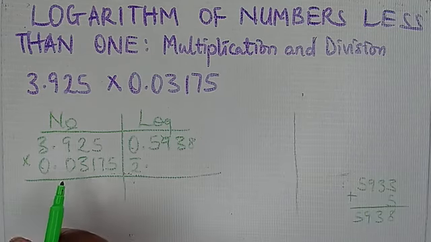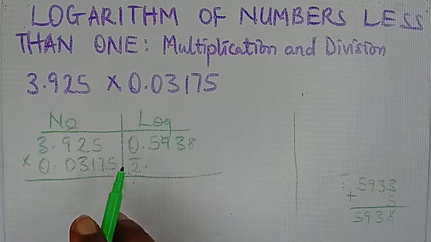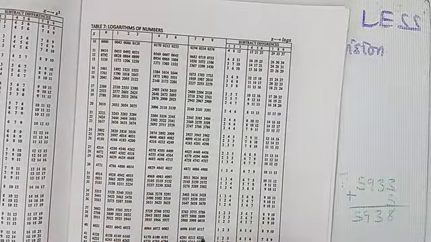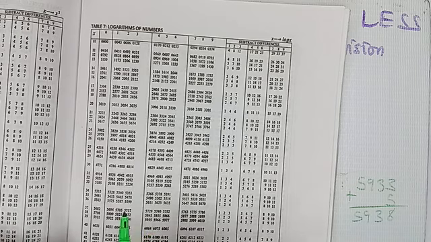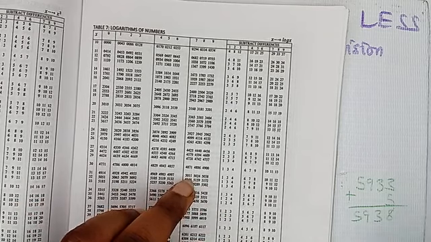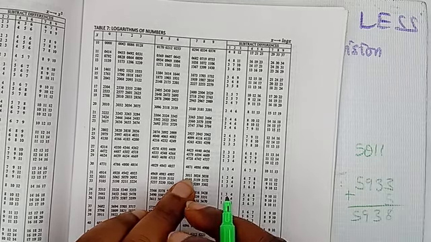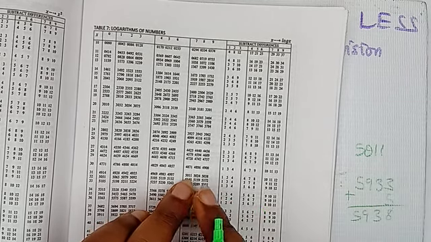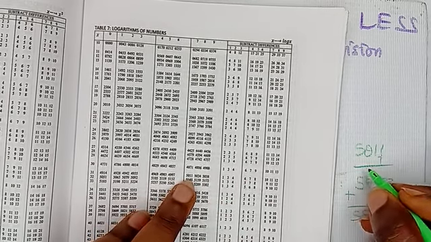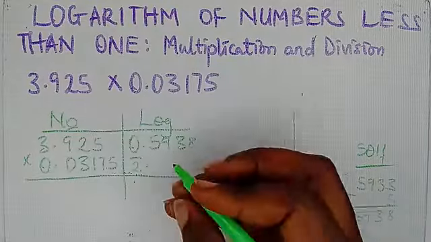We come over to the next number and look for 31 under 7, difference 5. So we come to logarithm of numbers in the table. 31 under 7, we have 51, difference 5. So difference 5 is 7. We are going to add that up. We have 51.8.